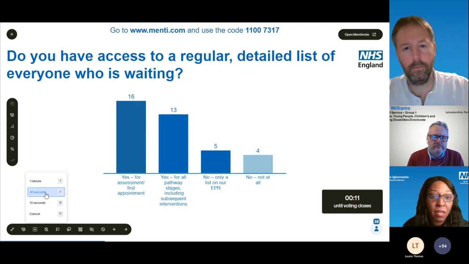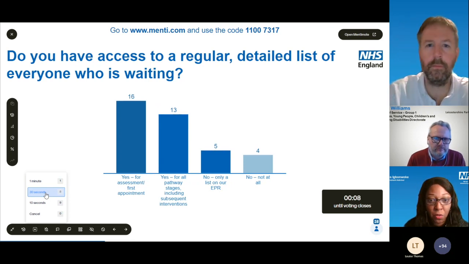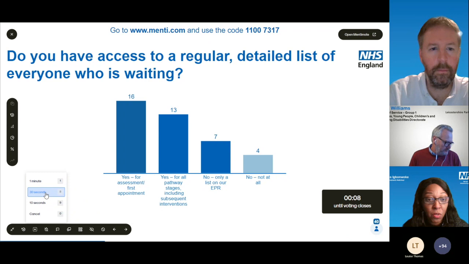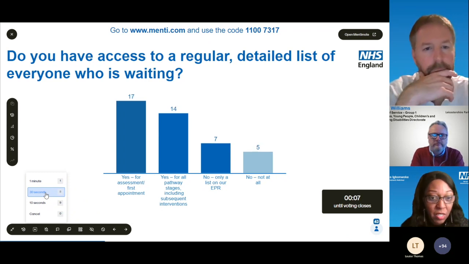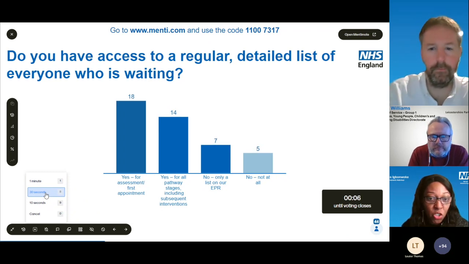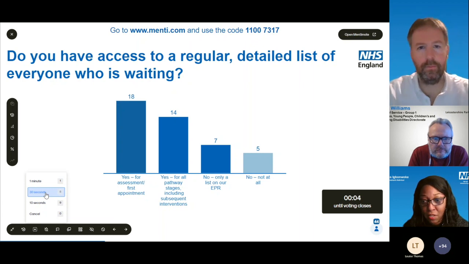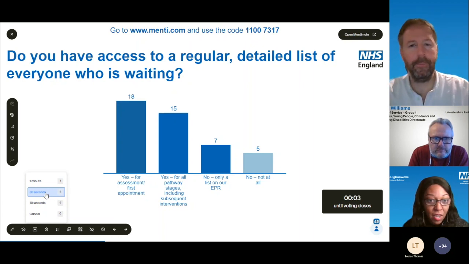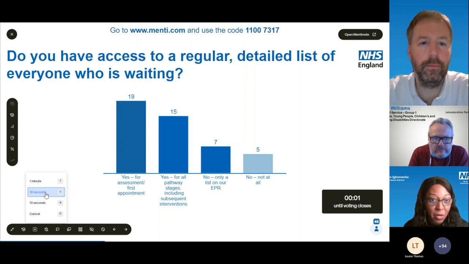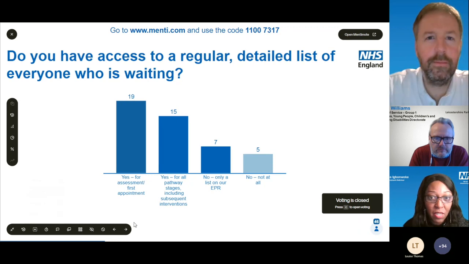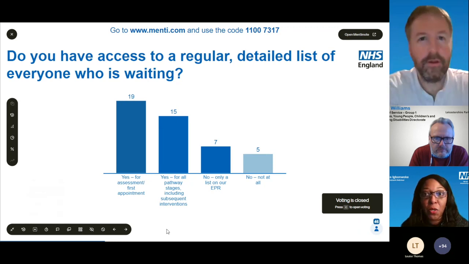Would definitely like to hear more from you in terms of how you got there, and equally from those who are trying to implement, to share what your barriers are. So definitely, it looks like the first one, Michael, is the most popular for assessment and first appointment, and shortly after for all pathways and stages. Thanks, Pop Francis, for your questions in.